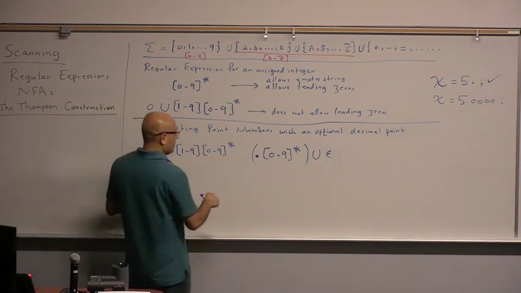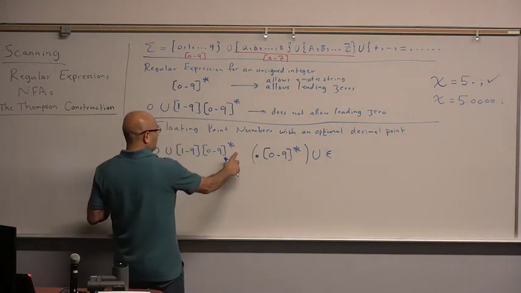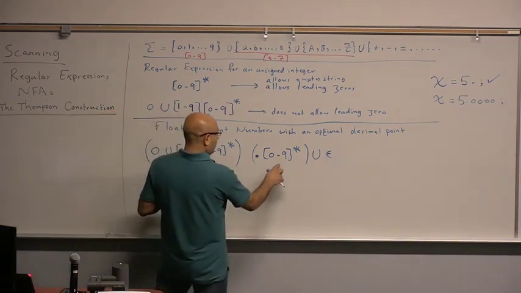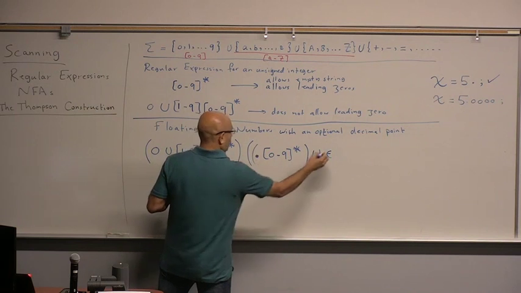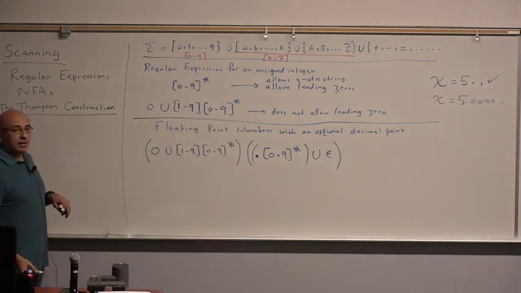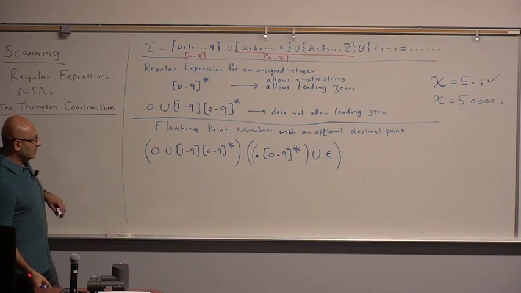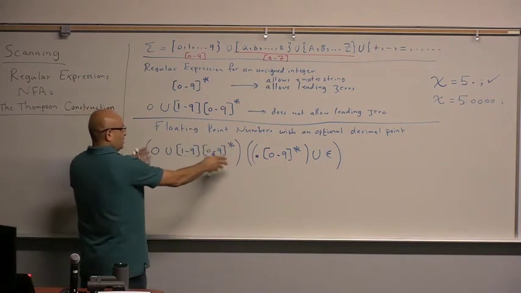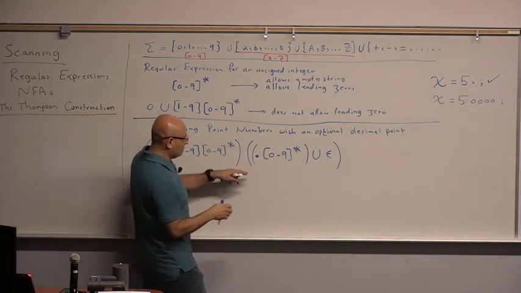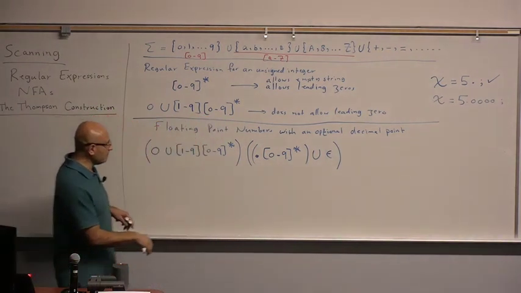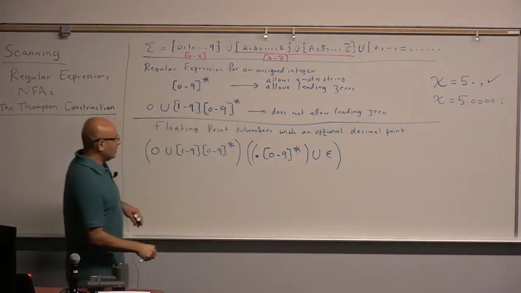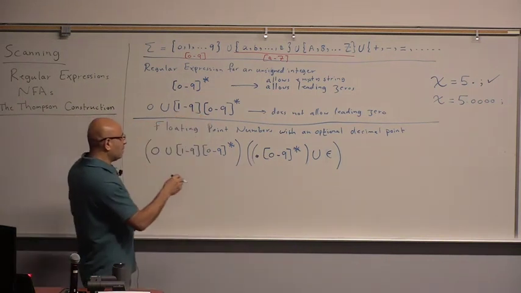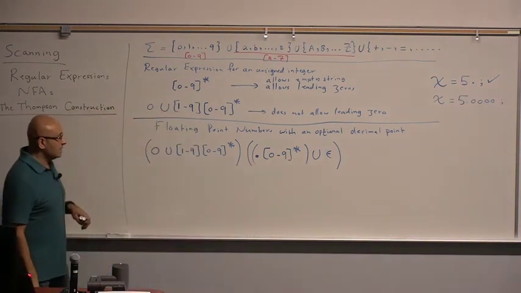So in this case, we're trying to say that this is what we have, and this is concatenated with this or this, right? So we're saying that this whole thing, this is the integer part, this is concatenated with the decimal point, and whatever comes after the decimal point is optional.